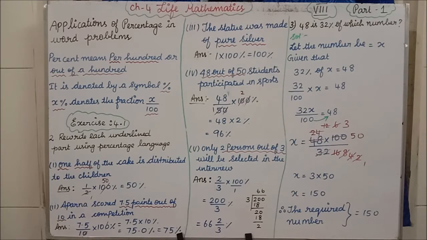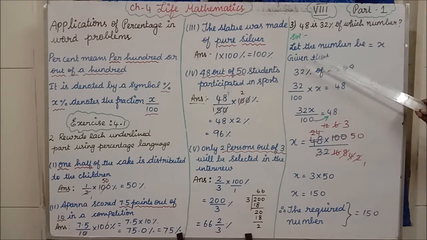See the question. 48 is 32 percentage of which number? Do you know that number in the question? We don't know that number. Which number? They were asking us to find. Clear? So we don't know the number. I have told you previously, when you don't know any number, we have to consider that as x. Isn't it? So, let the number be x. Okay, this is the solution part. We will see that now.